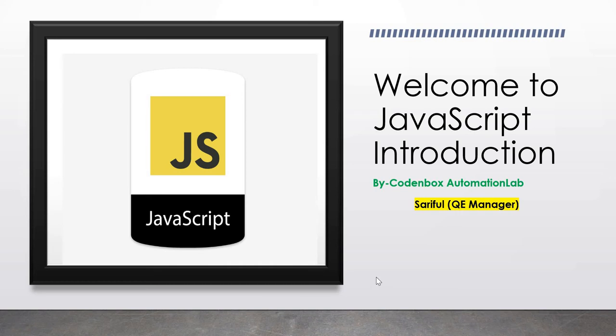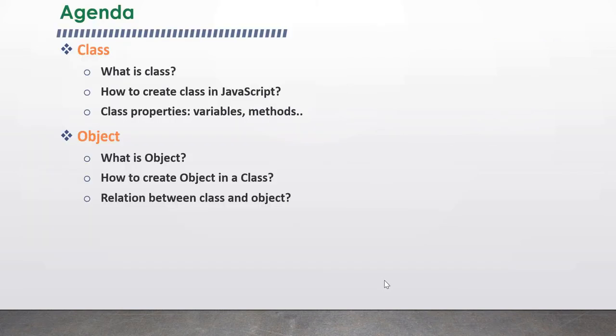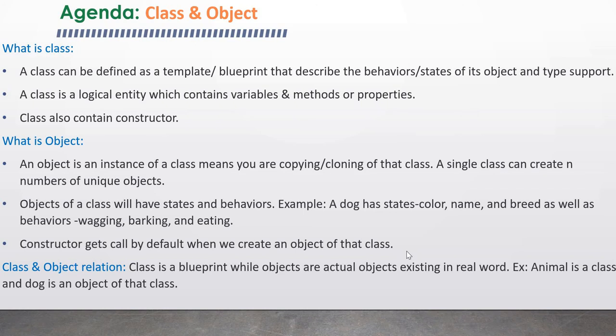This is Sharful. In this lecture, we're going to learn class and object in JavaScript. So we'll see what is class, how to create class in JavaScript, some class properties like variables and methods, and also we'll see what is object, how to create object in a class, and the relationship between class and object. So let's go see the class and object.